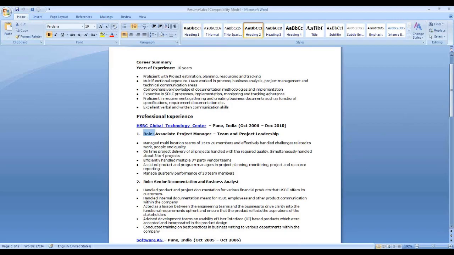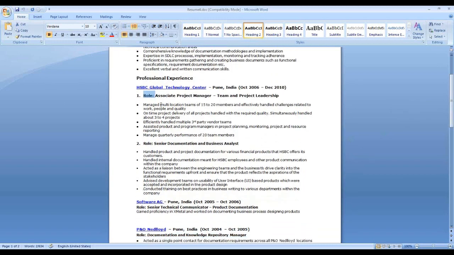And then this person's experience is excellent. Managed multi-location teams of 15 to 20 members and effectively handled challenges related to work, people, and quality. Okay, that's excellent experience. So in this resume, there's really just a few localization issues to iron out, and formatting, and some slight editorial issues. Third party, spell it out. Sometimes there's a period at the end of the sentence, and sometimes there isn't. Okay? When those things add up in a resume, that's enough for your resume to go into the other pile.